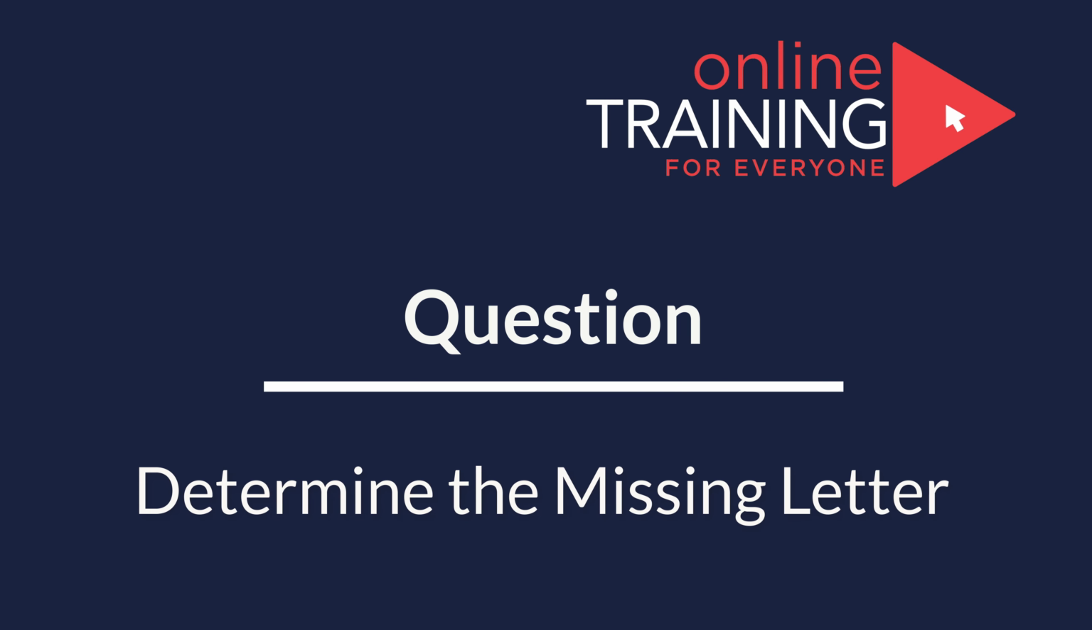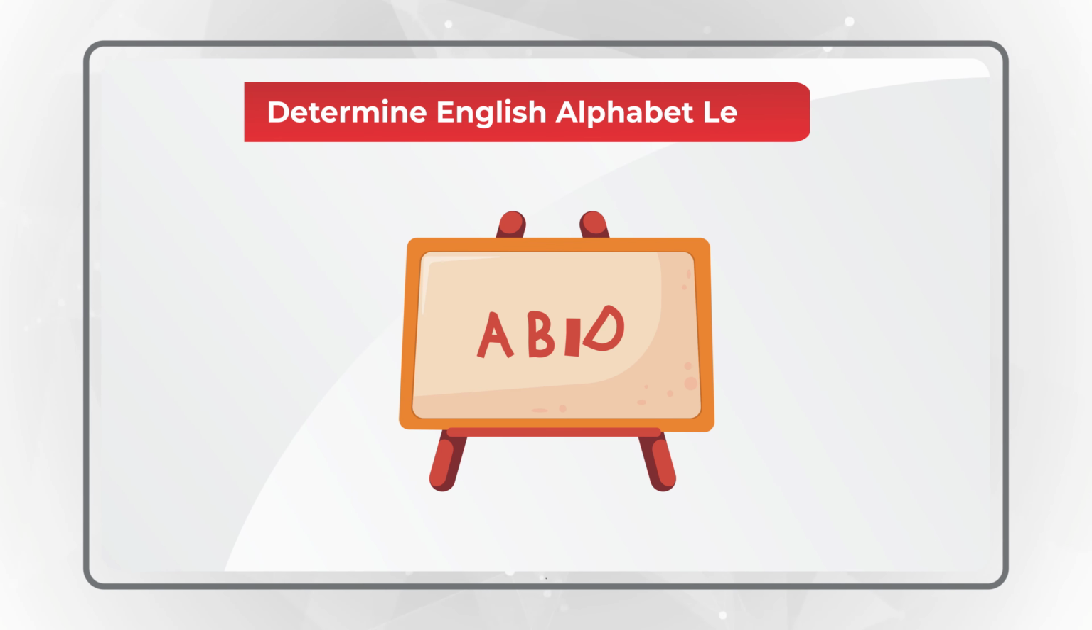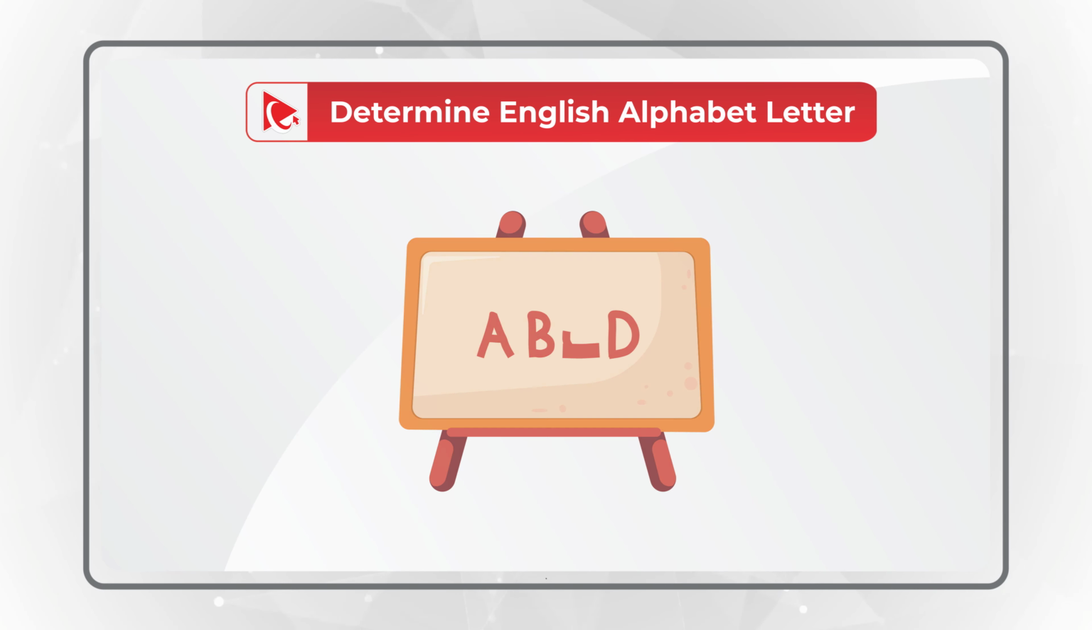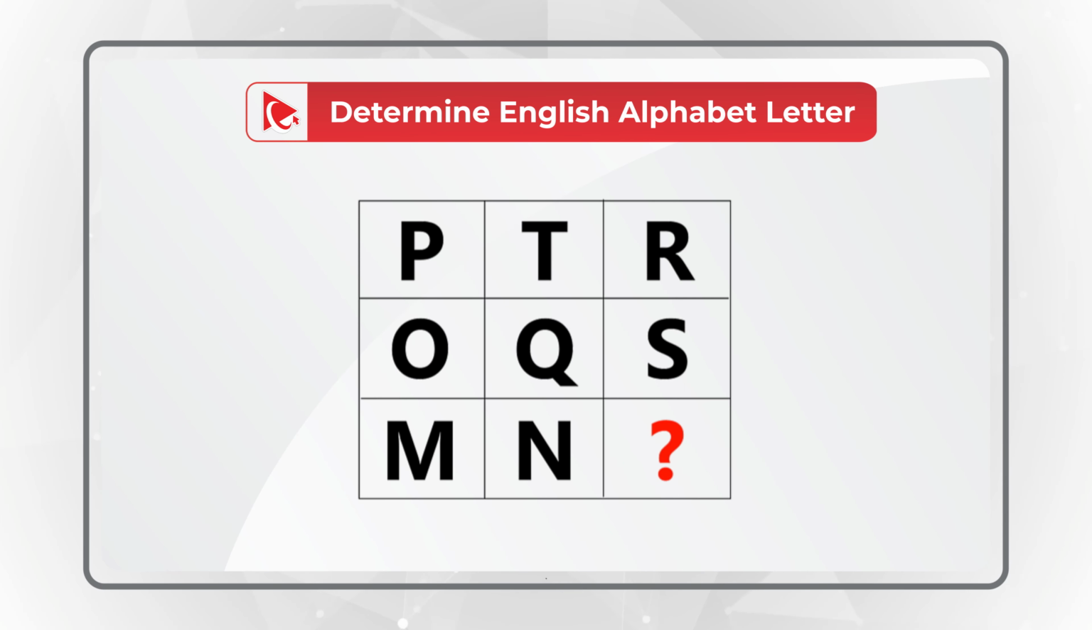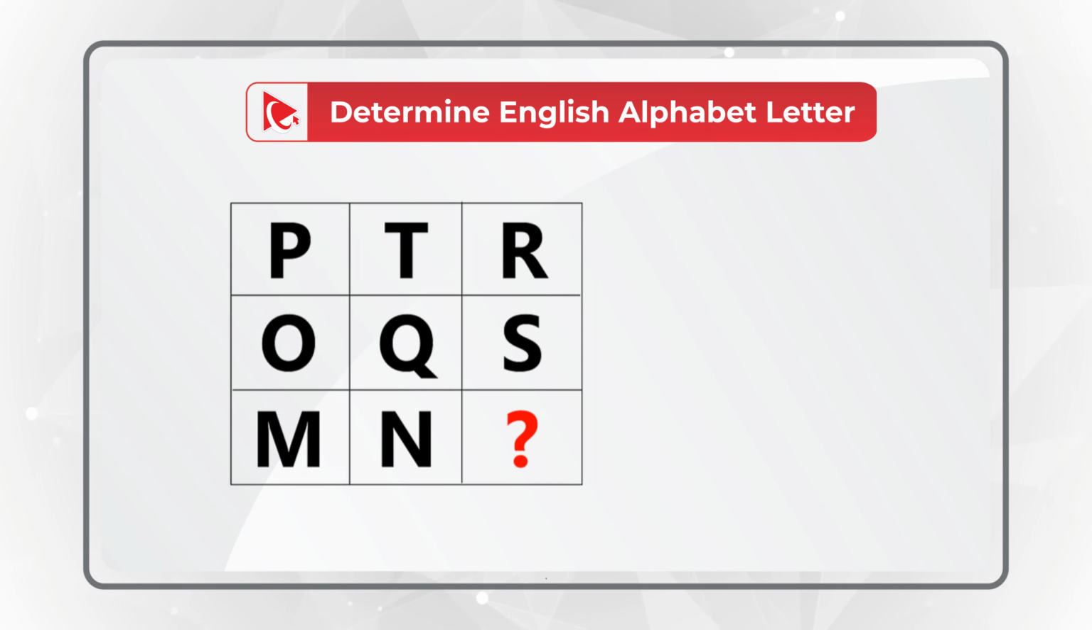Here's one of my favorite questions to test your verbal reasoning as well as your knowledge of the English alphabet. You need to determine the missing letter of the English alphabet to replace the question mark. You're presented with a 3x3 matrix, and this matrix has letters P, T, R, O, Q, S, M, N, and then the missing letter, which you need to select from one of 4 possible choices.